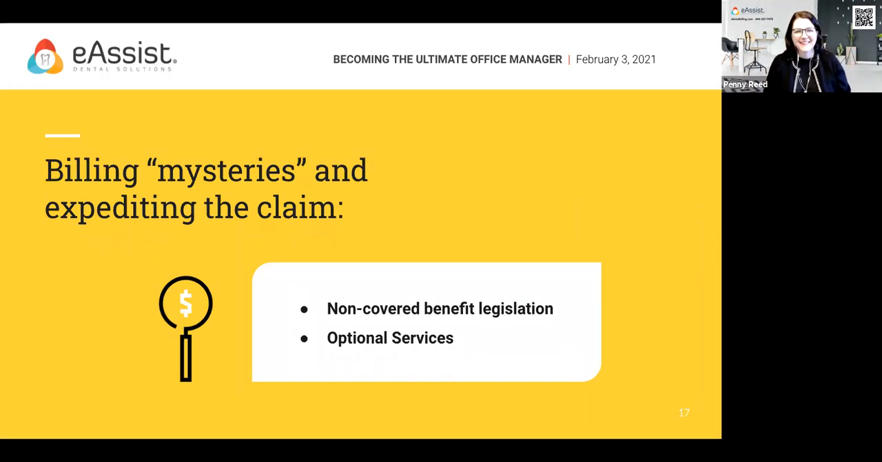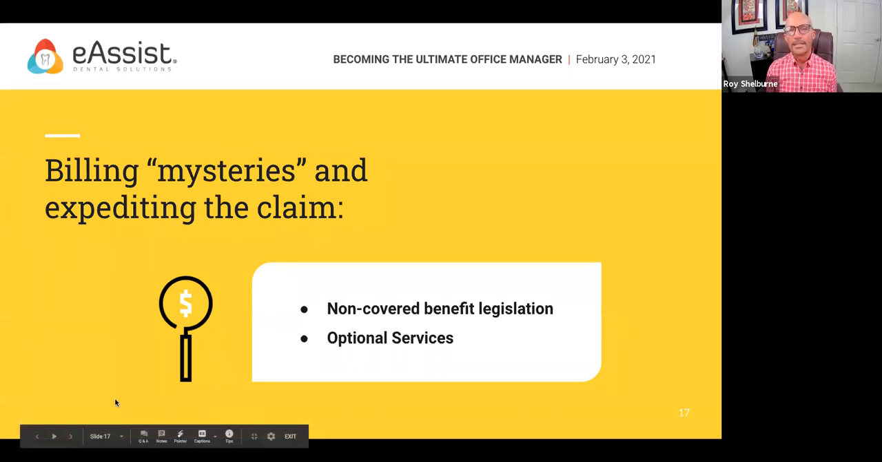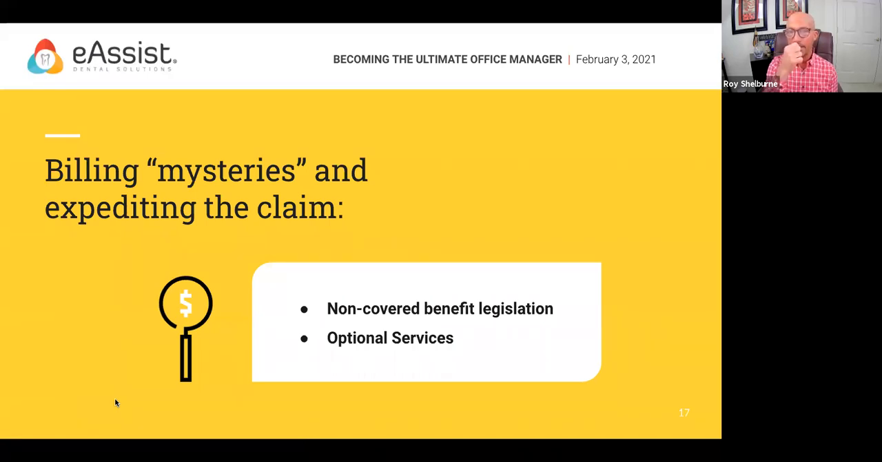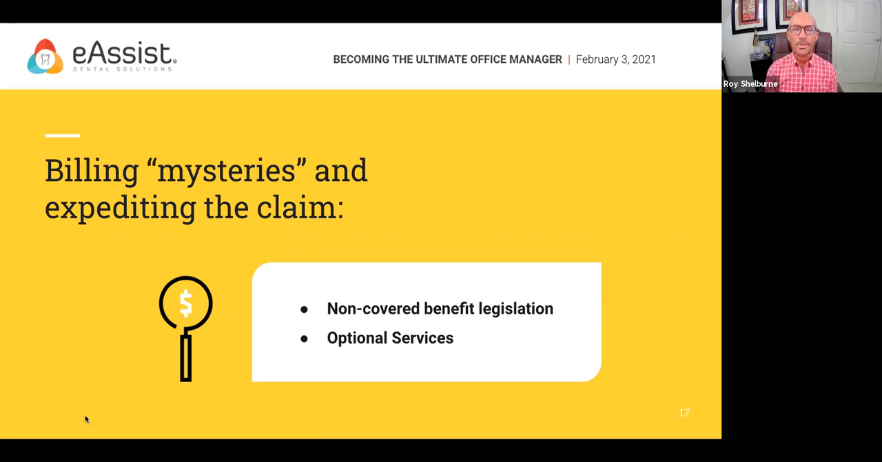So, all right. Well, Roy, share with us these billing mysteries and expediting the claim. This is confusing and helpful if you do understand. Non-covered benefit legislation, there have actually been 40 states that have adopted non-covered benefit legislation. And to decipher that, the states have adopted laws that say if the insurance company does not pay for a service, then they can't tell you how much you can charge the patient for that service.